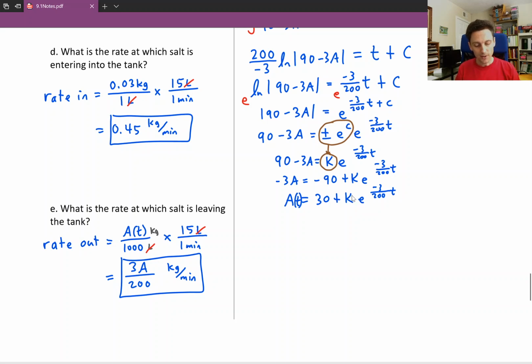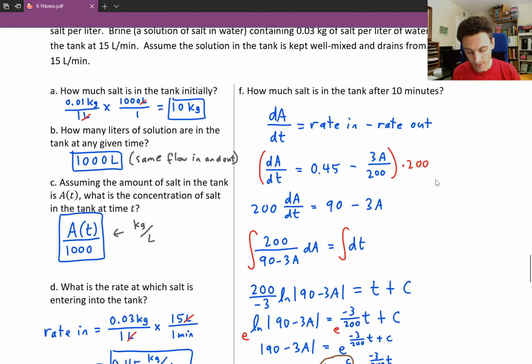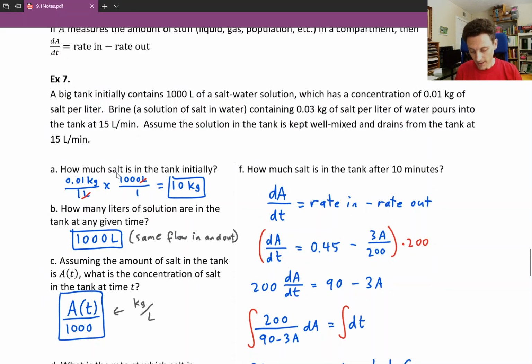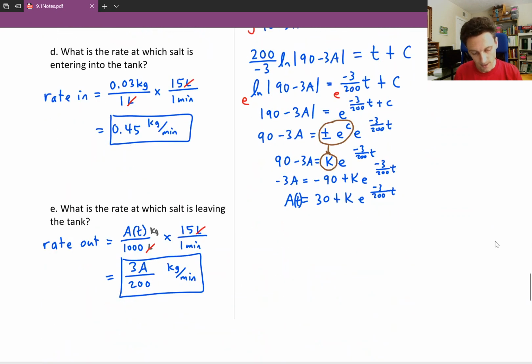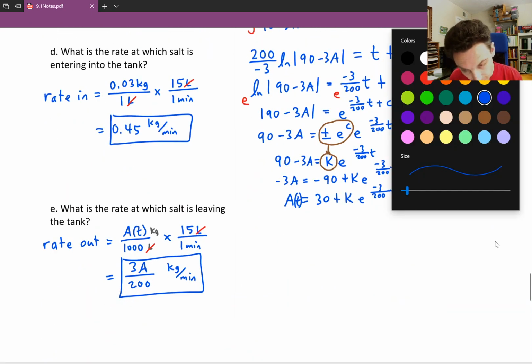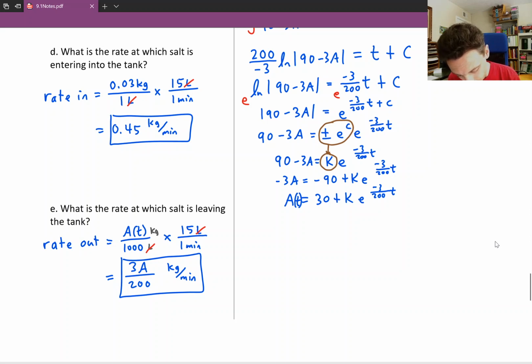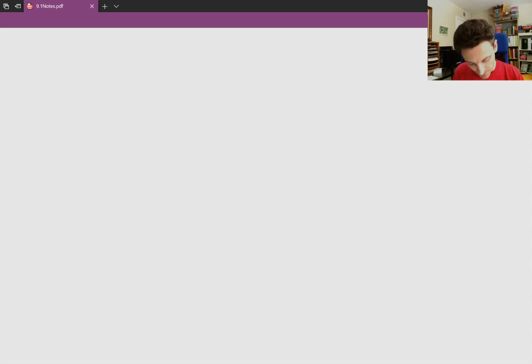The only problem is that we don't know what k is equal to. We can figure out k by knowing how much salt there is in the tank at the very beginning, by knowing our initial condition. From part A, we said that there were 10 kilograms of salt in the tank initially. Let's use that to figure out what k is.